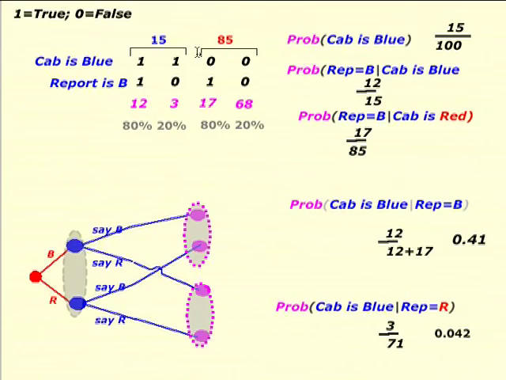There's 15 red cabs, 85 blue cabs. These are the times the witness reports are true that they're red when they are red. This is they're blue when they are blue. And these are the ones where they make some mistakes. And then you go through and you calculate these inverse probabilities, and it comes out to about 40%, okay?